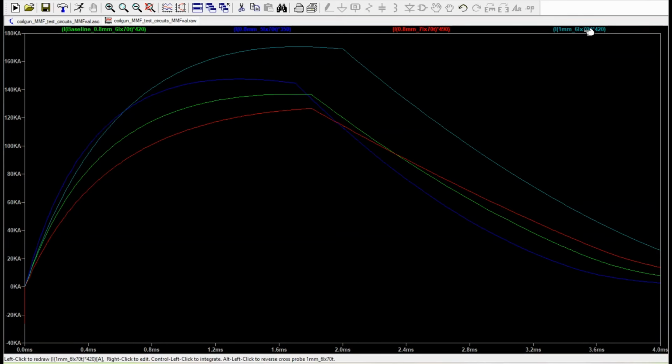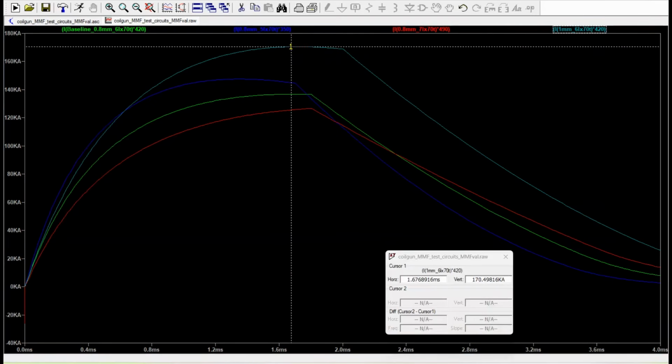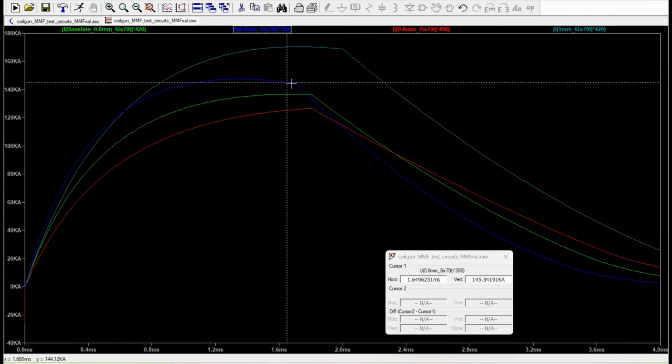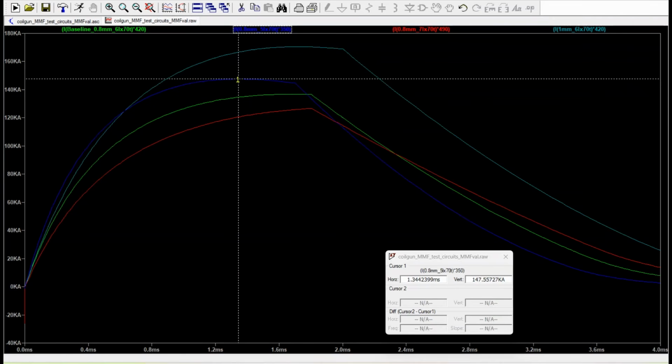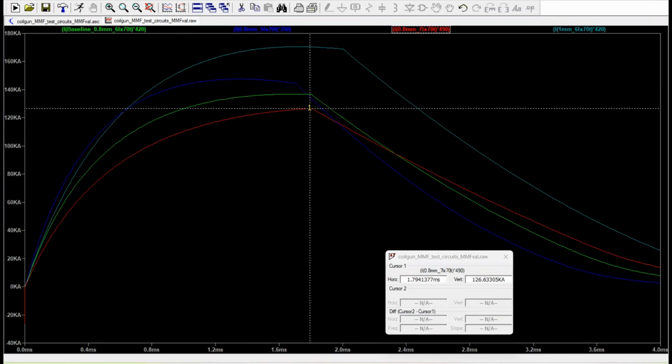Looking at the plots and comparing them to the test results, as we would expect, the coils with the higher velocities also had the higher magnetomotive force. The coil wound with the 1 millimeter wire produced the greatest force, followed by the coil with one less layer than the baseline coil, and finally the coil wound with the additional layer.